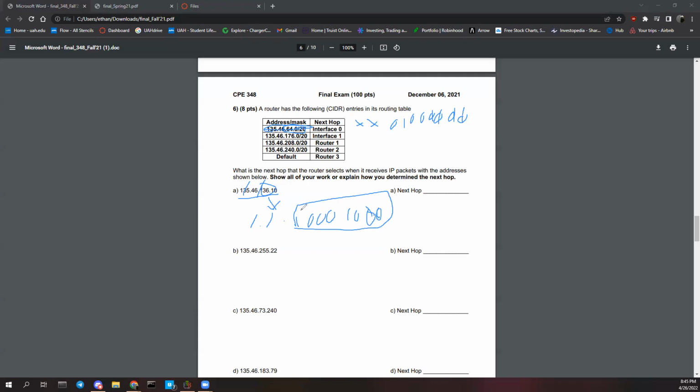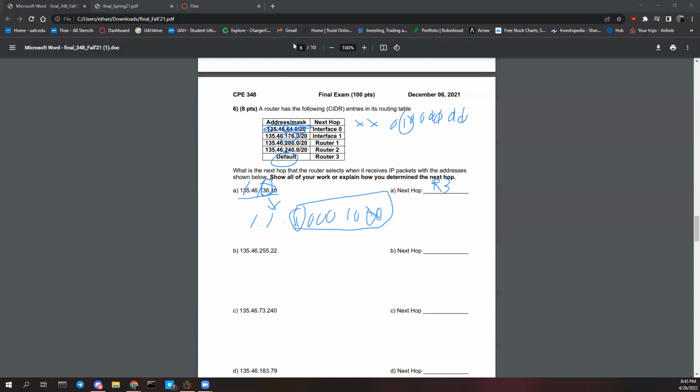Yeah, but even so, this is out of range. And this is bigger than this. Therefore, next hop has to be your default hop, that being R3, which is correct. Yeah, I just had to refresh my memory on this.